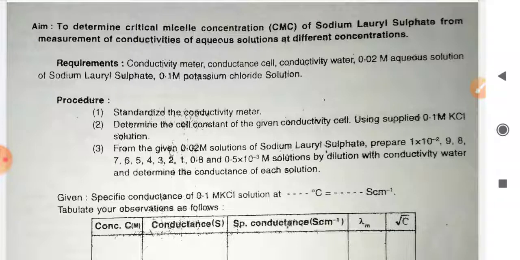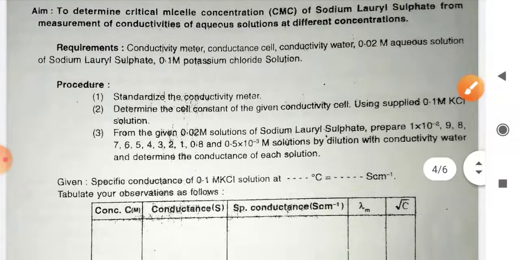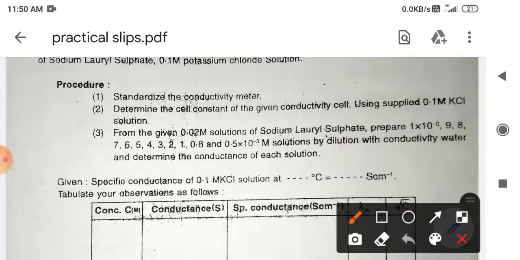Okay, so we all know how to determine the cell constant and what is the use of that cell constant, as we have already seen for this conductivity meter. So we'll directly see the procedure for this particular experiment. We have been provided with this standard solution of 0.02 molar sodium lauryl sulfate solution. From this stock solution we need to prepare 1 into 10 raised to minus 2, 9 into 10 raised to minus 2, 8 into 10 raised to minus 2, and so on, up to 0.5 into 10 raised to minus 3 molar solutions of sodium lauryl sulfate.